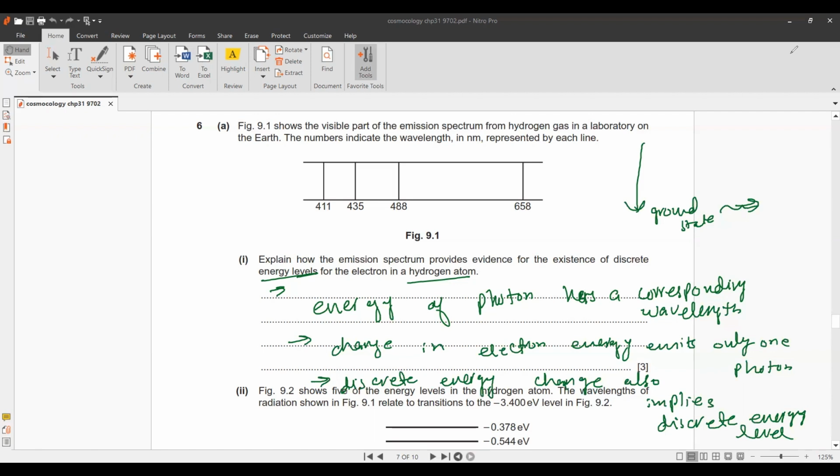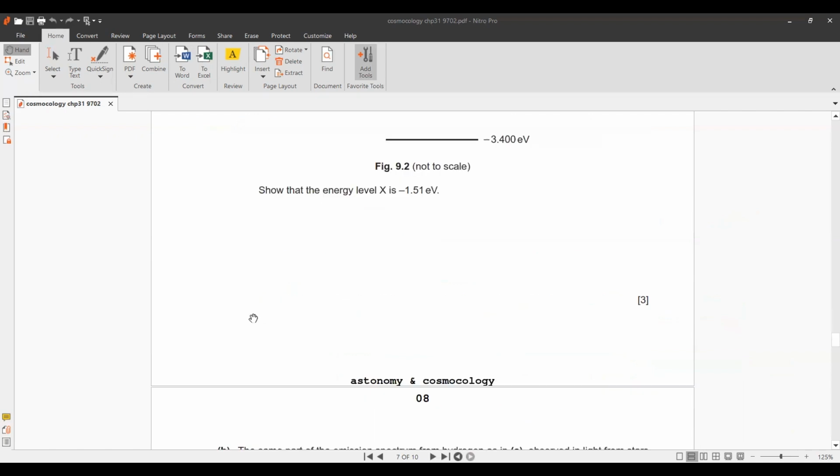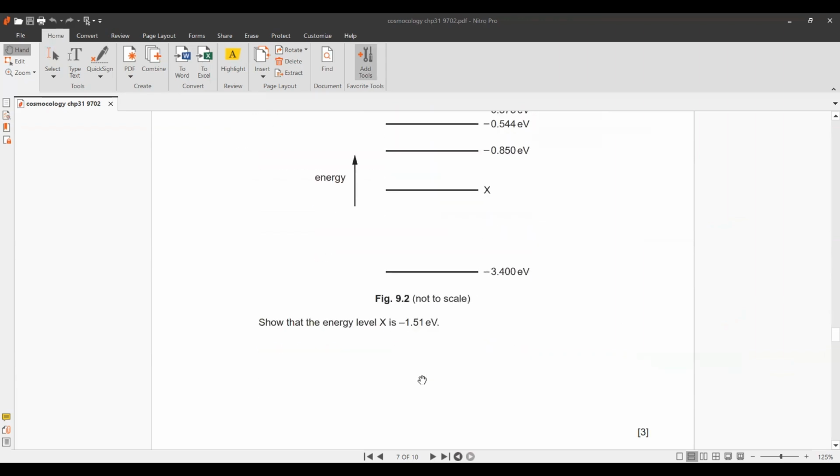For the next part, we have to show that the energy level of X is 1.5 electron volt. We have done these questions so many times. What is the formula? E1 minus E2 is equals to hc over lambda or hf. The choice is yours.